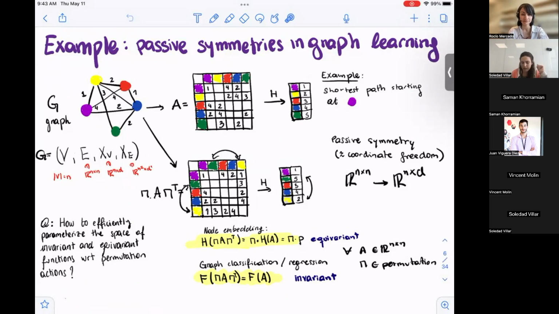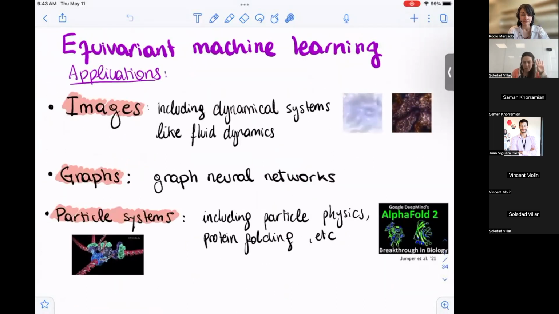I know that graph neural networks have a lot of applications to scientific domains as well. But today I'm going to focus on other forms of equivariant machine learning that do not have to do with graphs necessarily. For instance, equivariant machine learning on images or in particle systems. And you mentioned that you are interested in problems like protein folding.